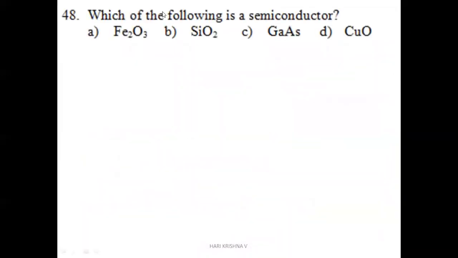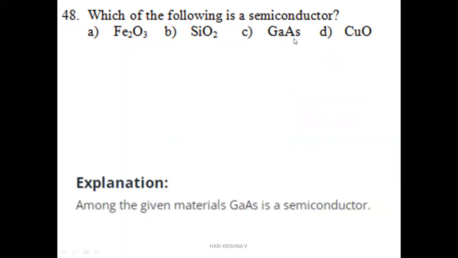Next, 48. Which of the following is a semiconductor? See here, there are two types of semiconductor: intrinsic semiconductors are pure semiconductors, and extrinsic semiconductors are impure semiconductors. In impure semiconductors, we used to have gallium arsenide, right? So GaAs is a semiconductor.